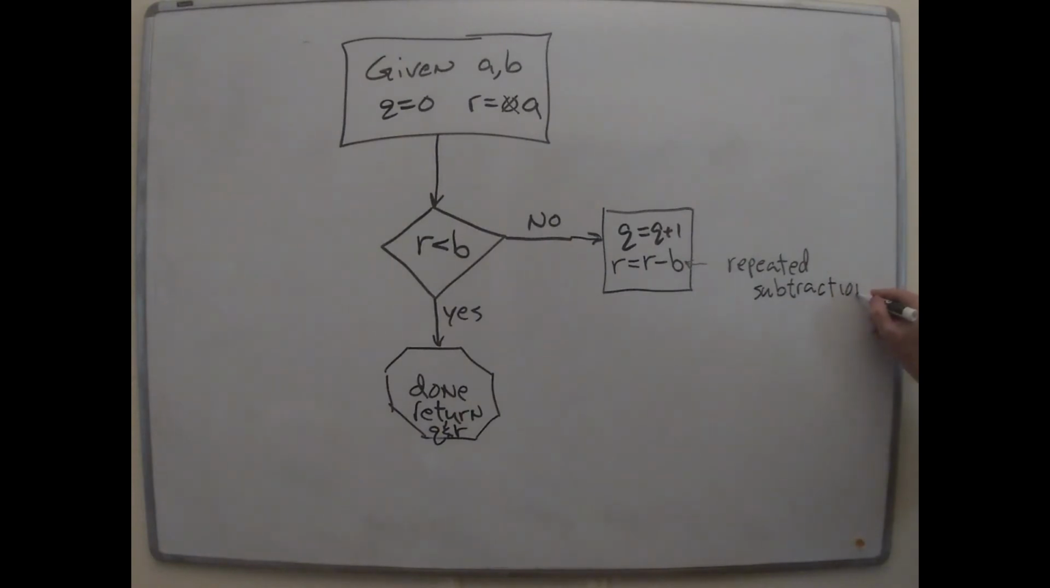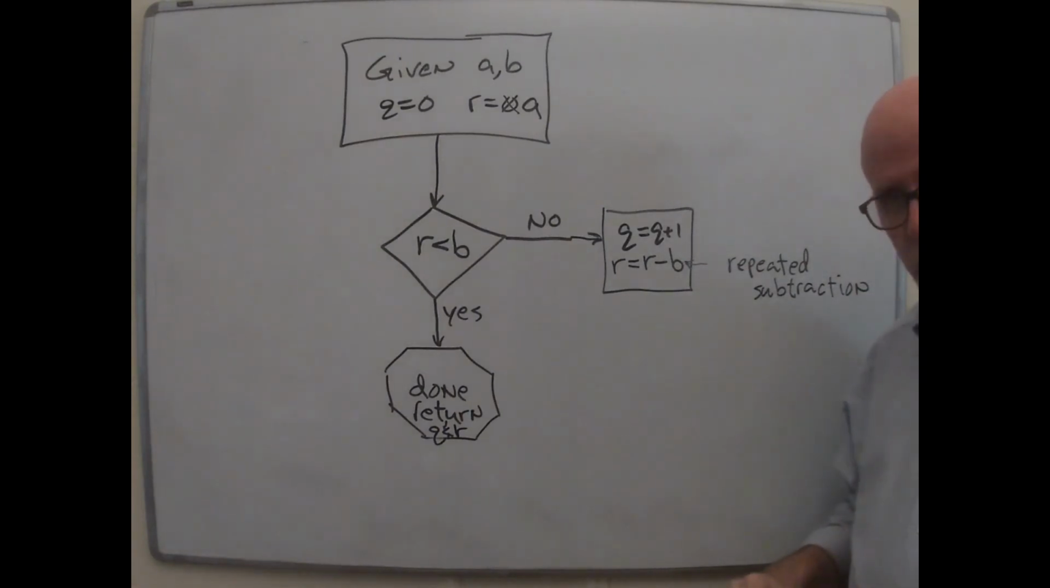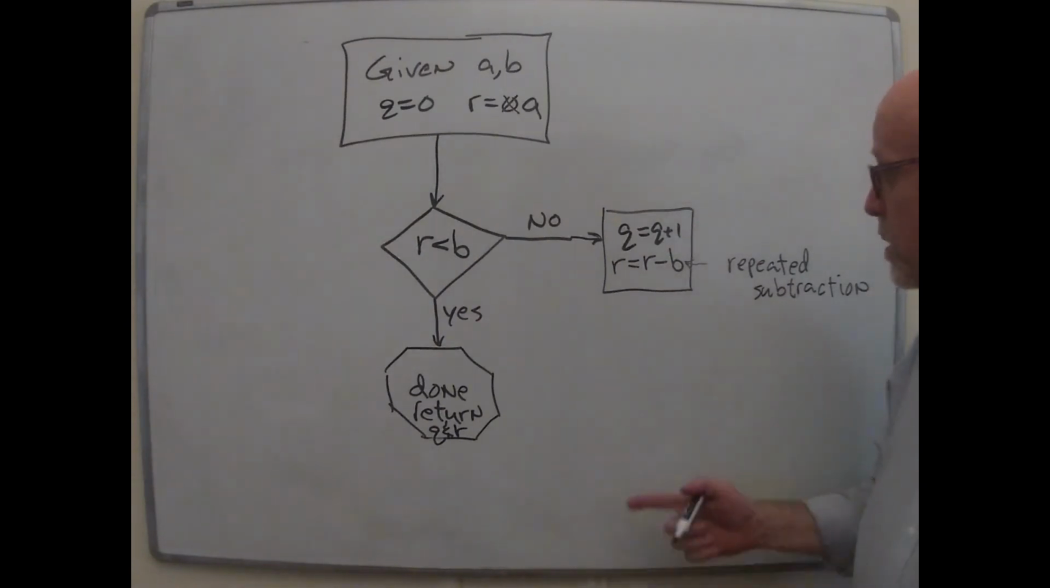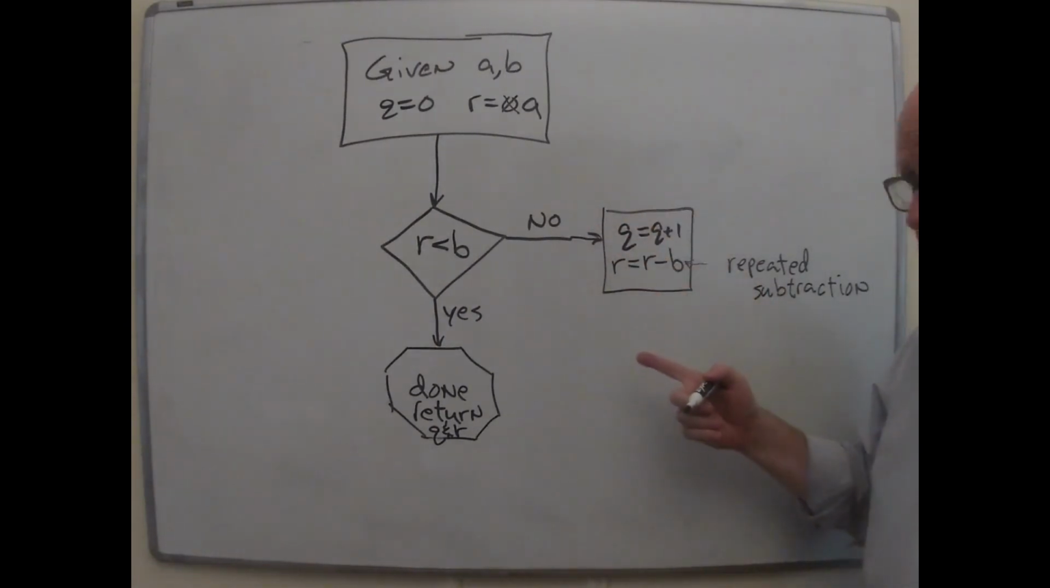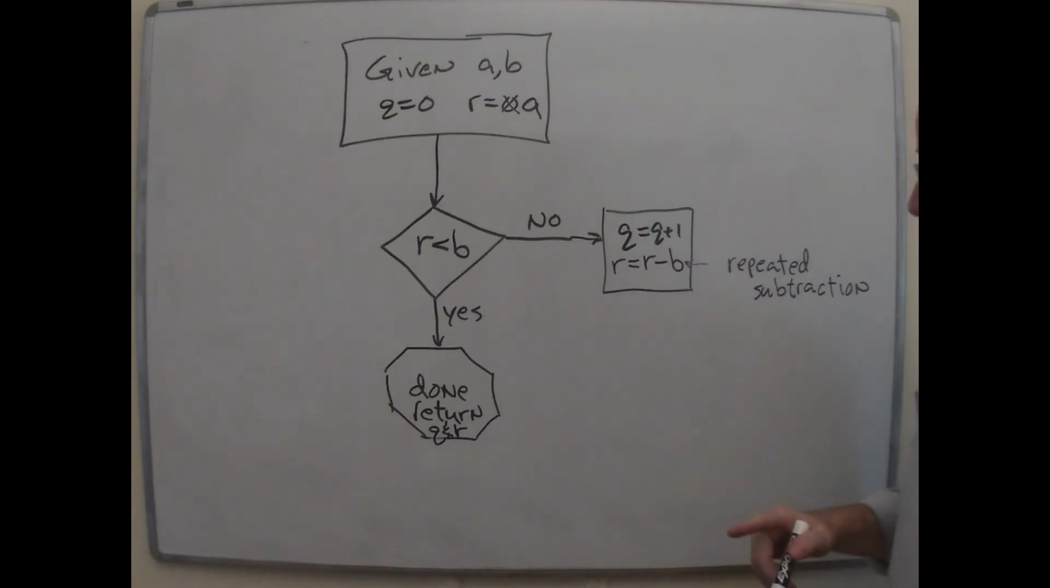You've probably heard it said before that multiplication is repeated addition. Well, the flip side of that is division, which is what we're trying to accomplish, is repeated subtraction. You just keep track of how many times you need to subtract.